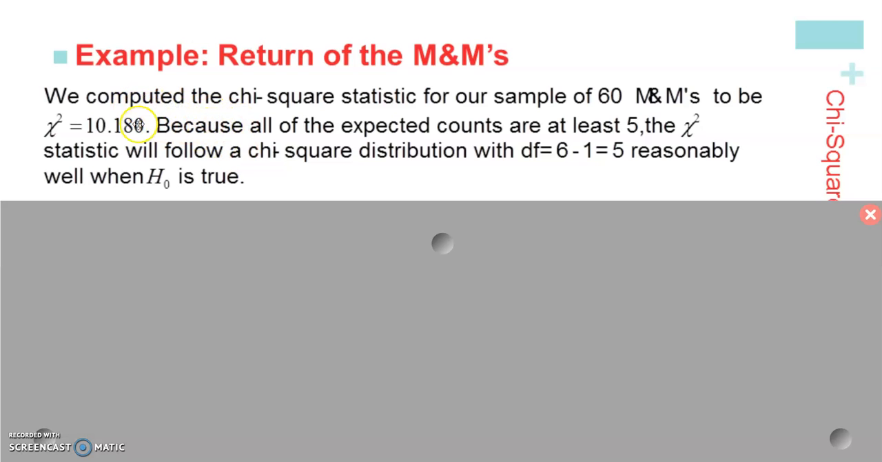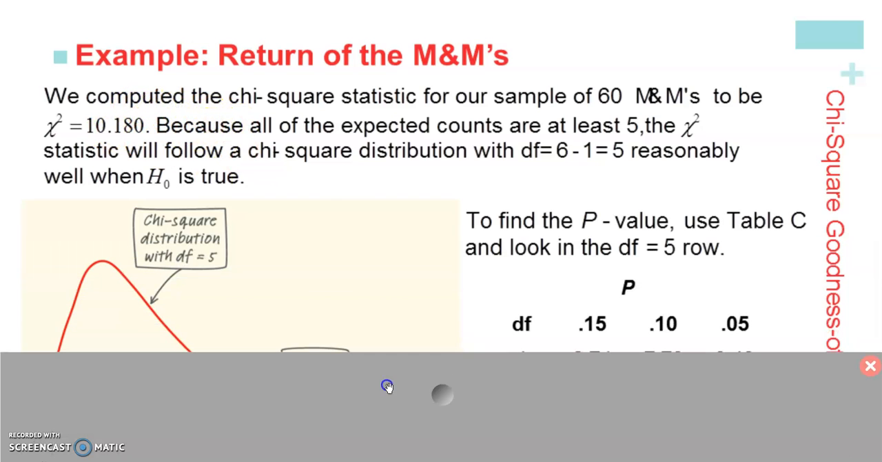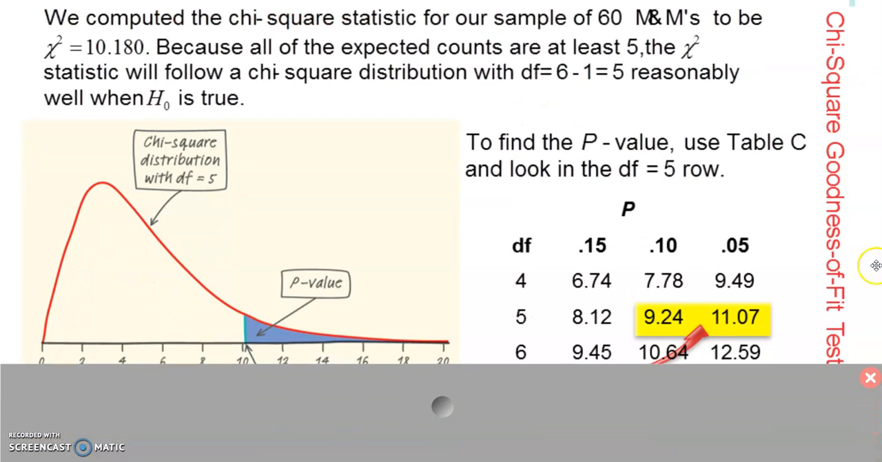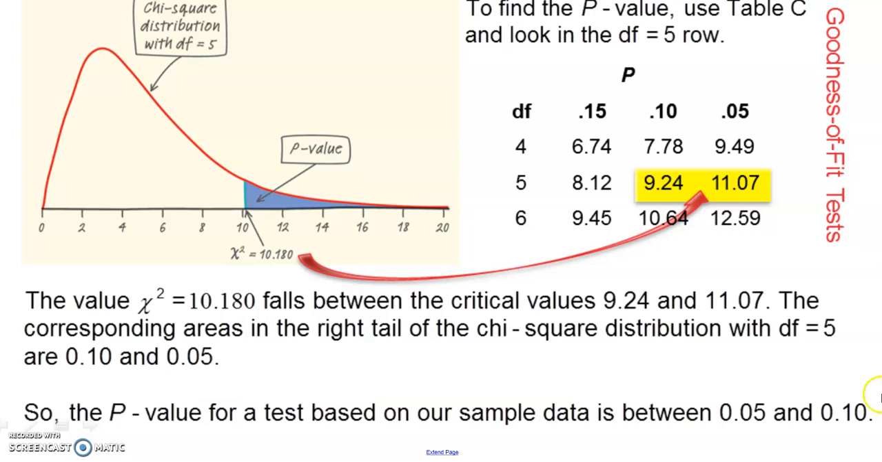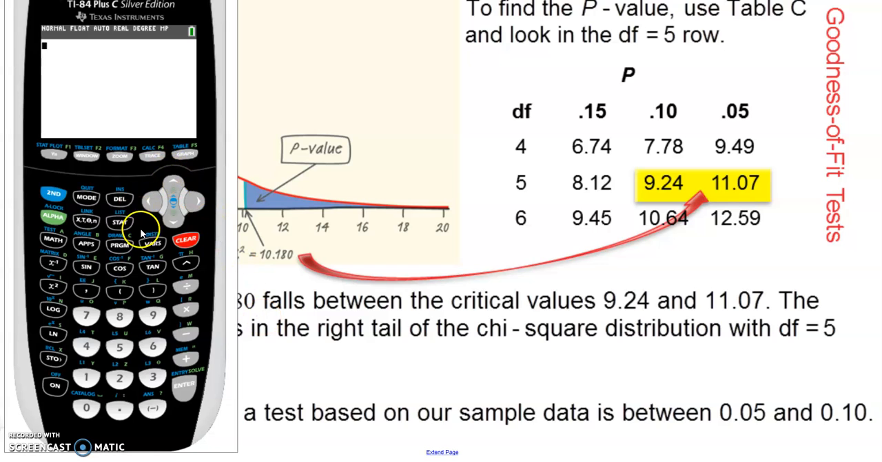So how rare is this 10.18? Well, you can use a table to look it up. Table C, go to degrees of freedom 5. I'm looking for 10.18. It's between these two values, so I know my p-value, or area to the right, will be between these two numbers. And of course, you can use your calculator instead.